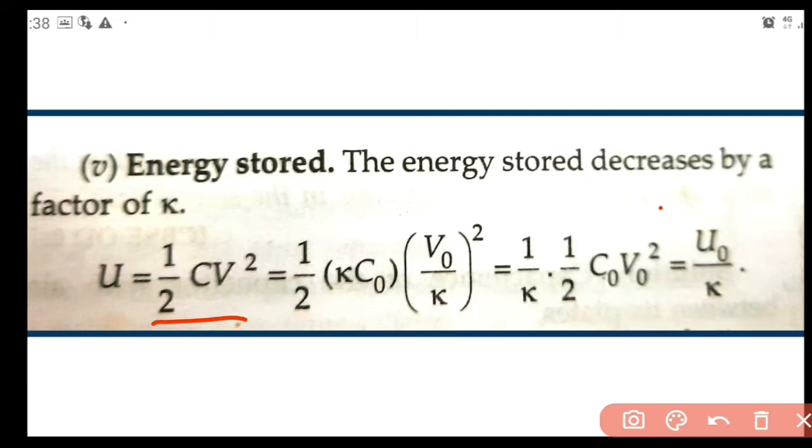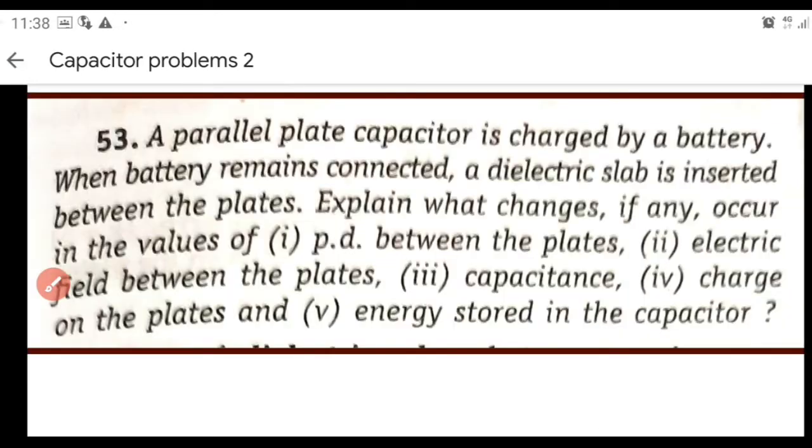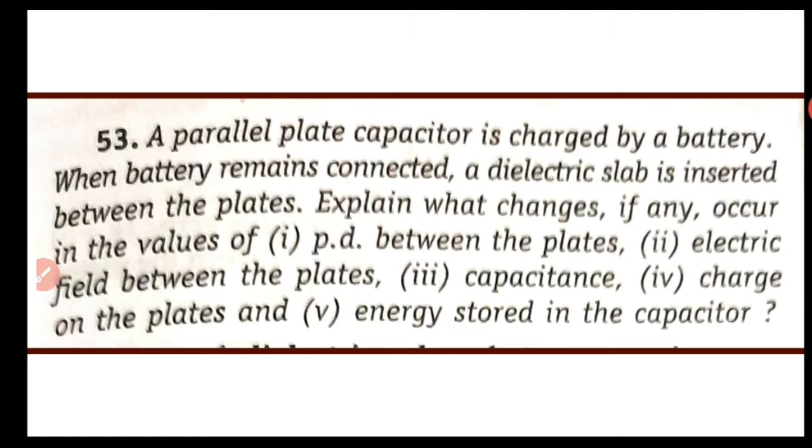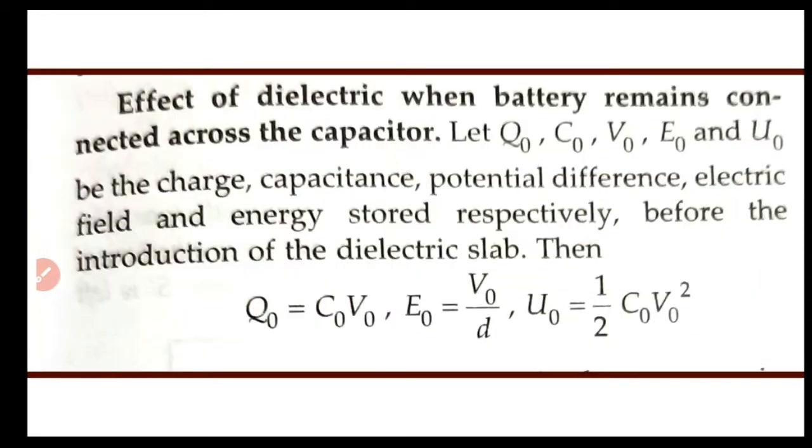Now coming to another question which is of a similar type. Let's go through the question. A parallel plate capacitor is charged by a battery. When the battery remains connected, a dielectric slab is inserted between the plates. Explain the changes, if any, that occur in the values of potential difference between the plates, electric field between the plates, capacitance, charge on the plates, and energy stored in the capacitor. So it is the same structure of question. The only difference is that here the battery remains connected.